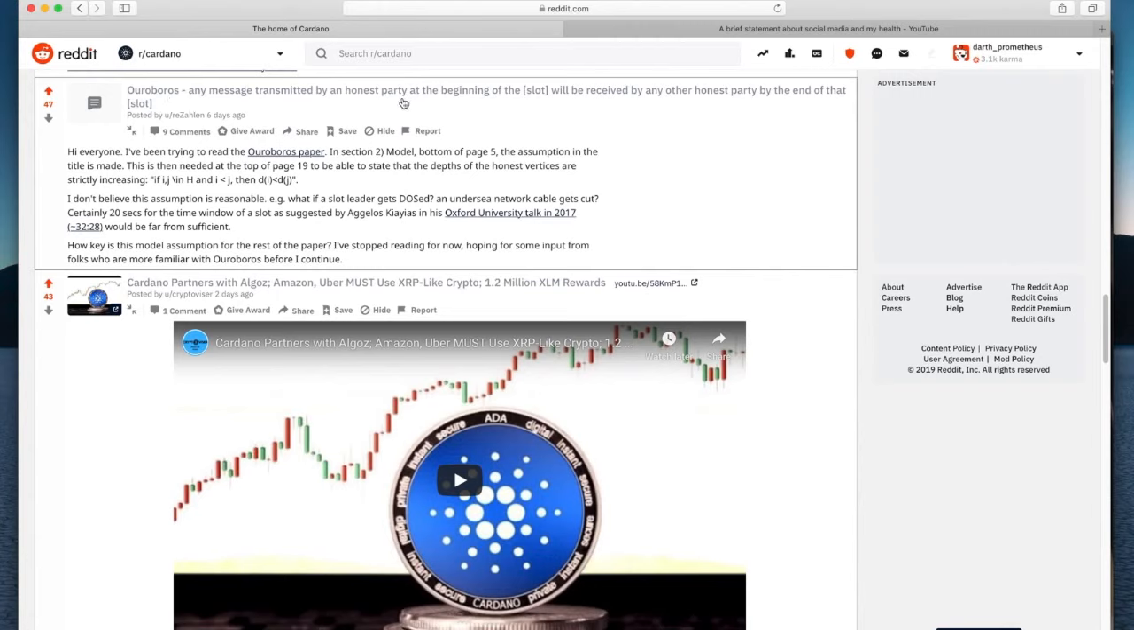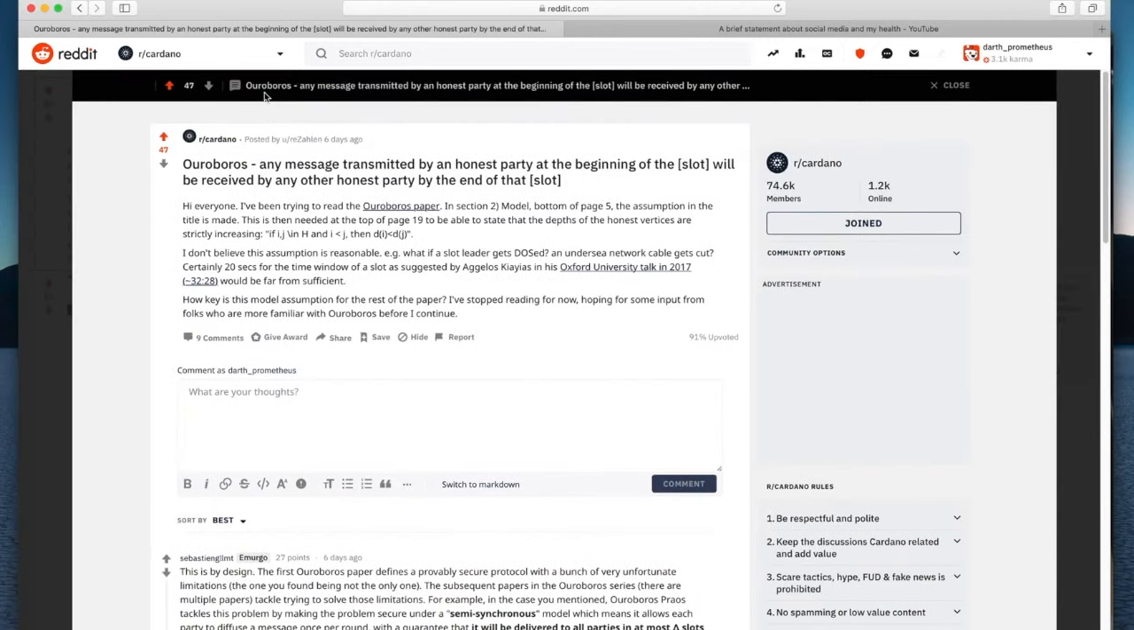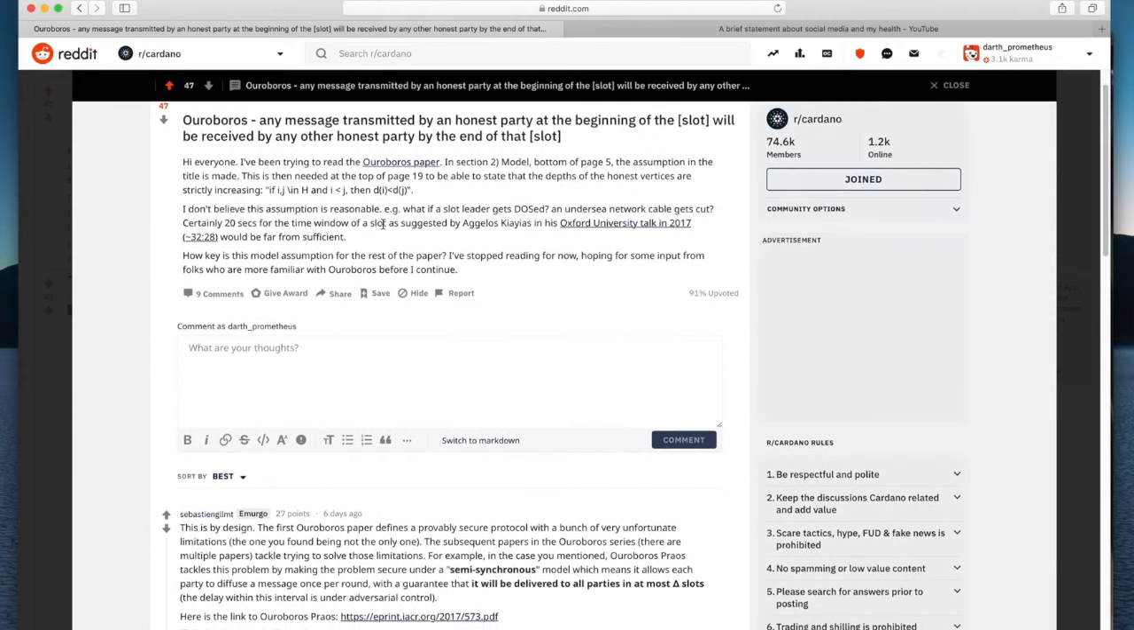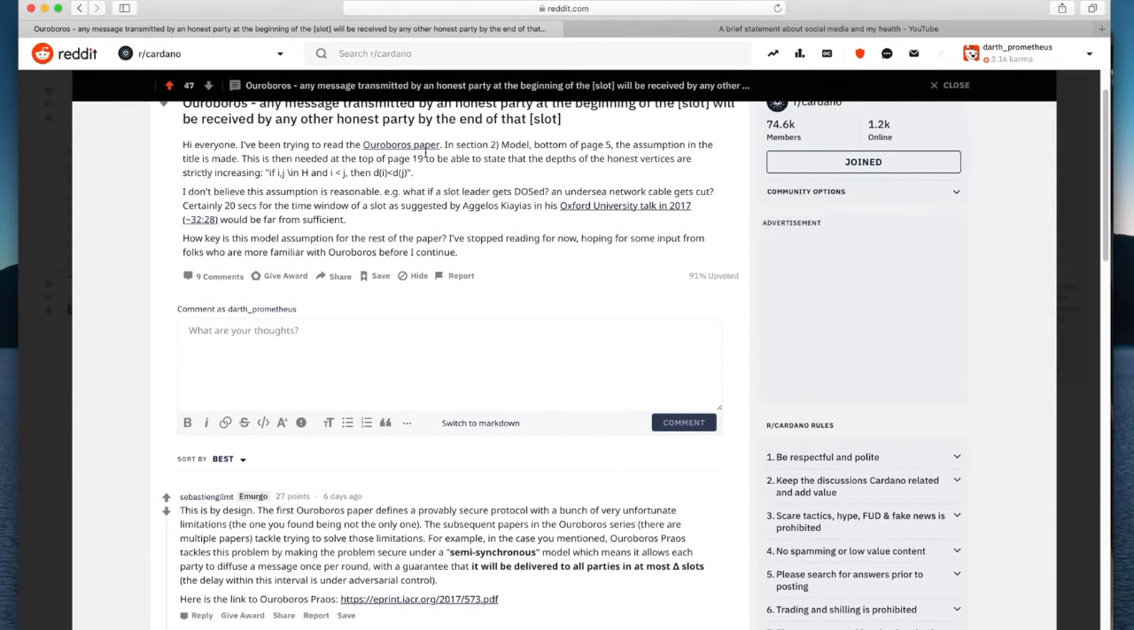Any message transmitted by an honest party at the beginning of the slot will be received by any other honest party by the end of that slot. It's a little bit of a complex title, but it talks about the 20-second time requirement for messages to transit the network. Now, the user here is quite advanced, user ReeZalen, and they go on to describe that they're reading the Ouroboros paper and go into details about that paper.